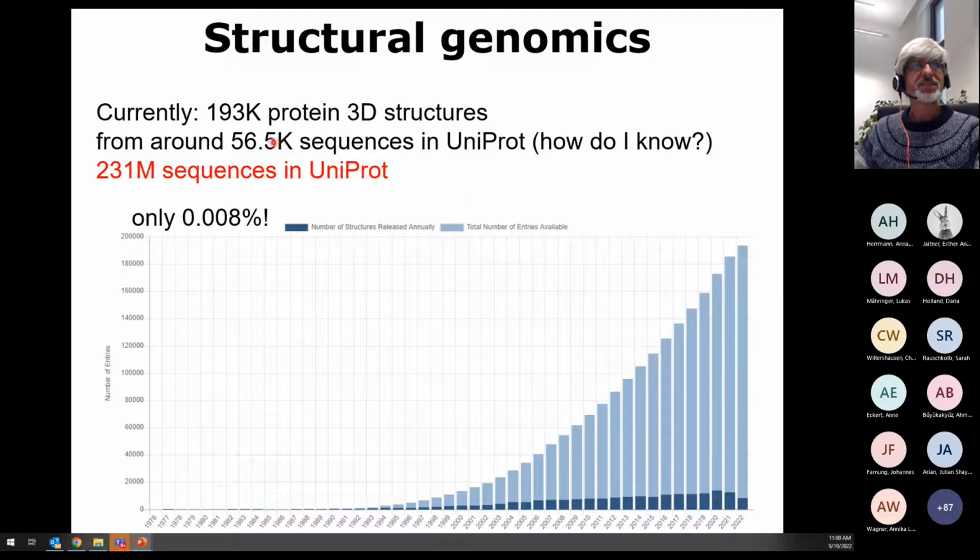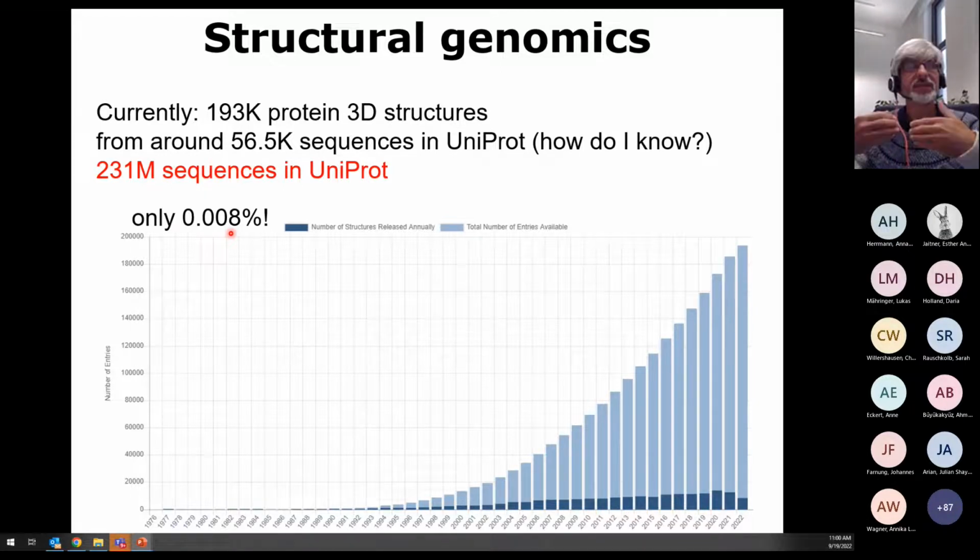But here we are. So we have the PDB is showing us structures for something like 56,000 proteins. However, in UniProt, if you query, give me the size of how many sequences you have, we have 231 million sequences. It's a lot. It's very useful because we can do all of these multiple sequence alignments and learn a lot. But it means that we have structural information of only 0.008% of all the proteins we know.